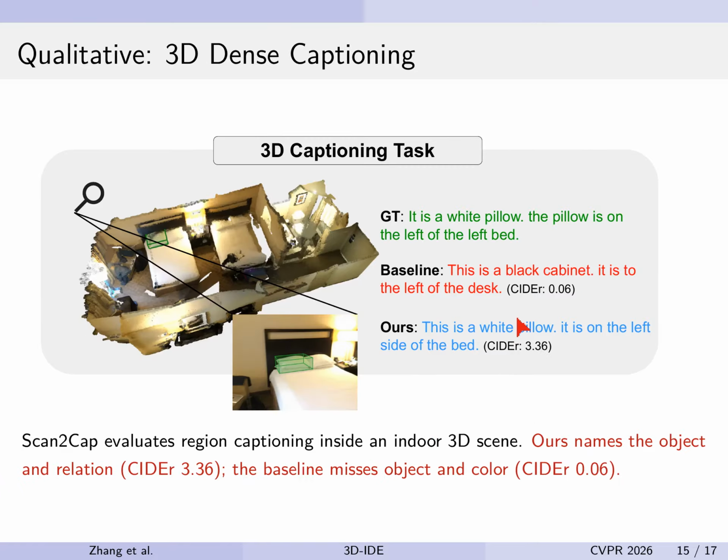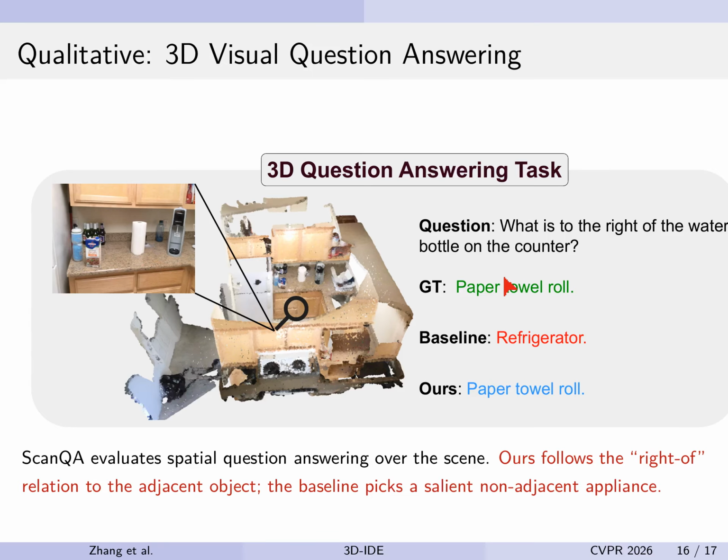For 3D dense captioning, our model correctly identifies objects and spatial relations and closely matches ground truth compared to the baseline. A higher CIDEr score measures our Scan2Cap captions as more descriptive and relational. On 3D visual question answering, our model answers based on spatial relationships, whereas the baseline selects salient but incorrect objects. This demonstrates our capacity to encode spatial understanding in ScanQA.